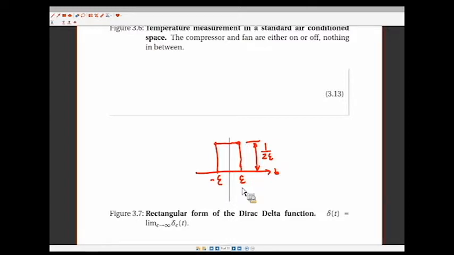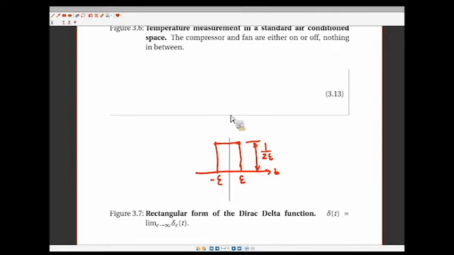So what's the area of the Dirac delta function? Always 1, right? So if we look at the area, it's 2 epsilon wide, 1 over 2 epsilon high. So as I take the limit as epsilon goes to 0, this function gets very, very narrow, or infinitesimally wide and infinitely tall.